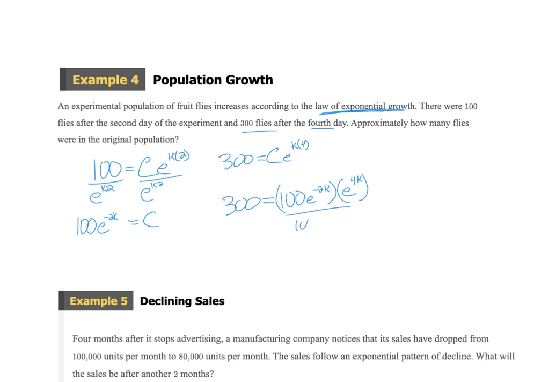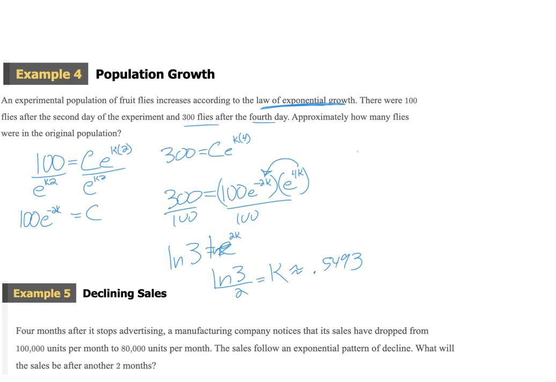So I'm going to divide by 100 here. So 3 equals e to the 2k. We combine these exponents by adding them. So take the natural log of both sides. So natural log of 3 divided by 2 will equal k. I also divided by 2 there. And that is approximately 0.5493. So our equation is some constant c times e to the 0.5493 t.